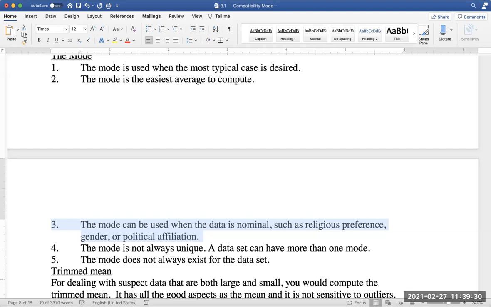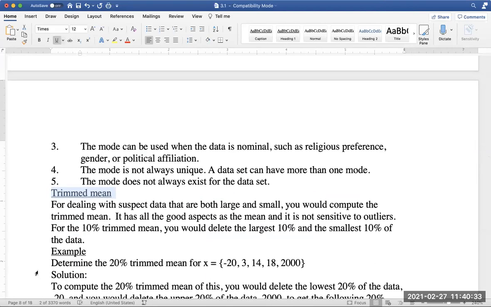You can say, what's the most typical case? So when I said that the average person at Valley College was a female, the average was actually a mode. When I said that the average was 28, I believe that was a mean. And when I said that the average was Hispanic, that was a mode. So when they say average, it could mean a lot of differing measures. So the mode is not always unique. The data set can have more than one mode. And it may not exist.